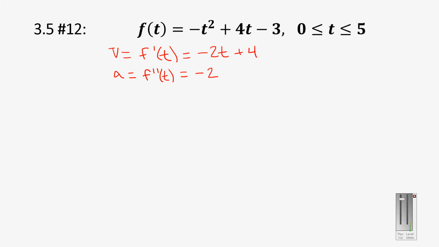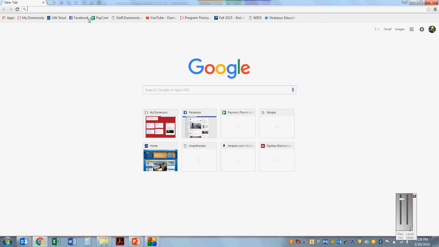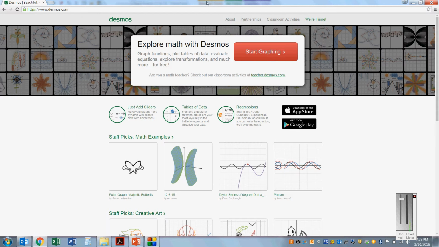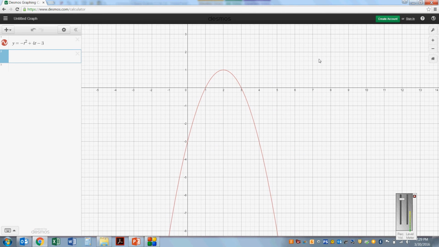So the next thing we would want to do is get some graphing of this done. So let's go into Desmos, is where I would go first. Hopefully you guys are trying this at home, doing the same exact thing. Go into Desmos and I want to graph negative t squared. So I write y equals negative t squared plus 4t minus 3. So this will be your position function right here.